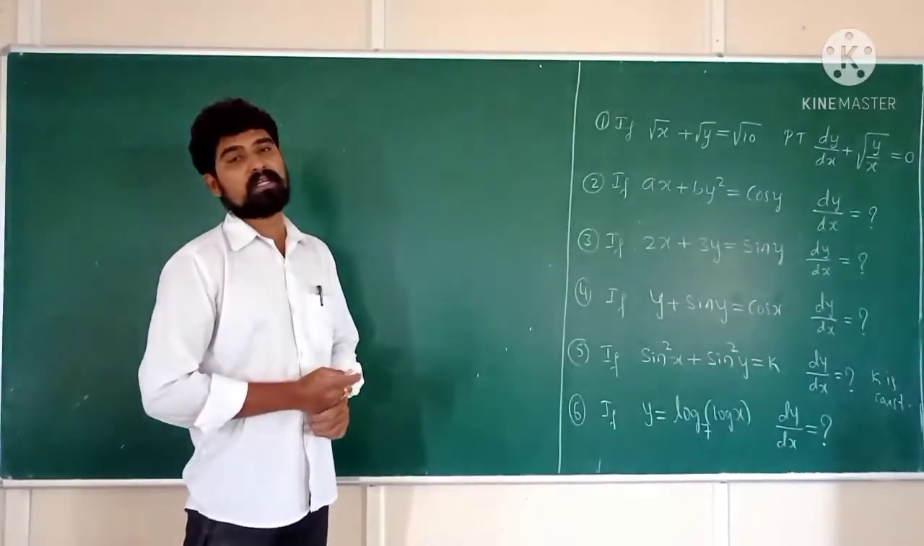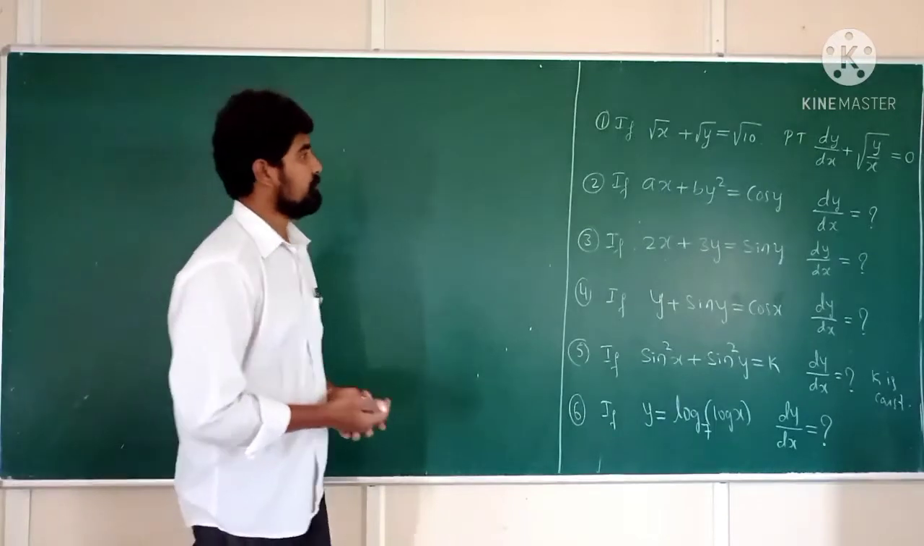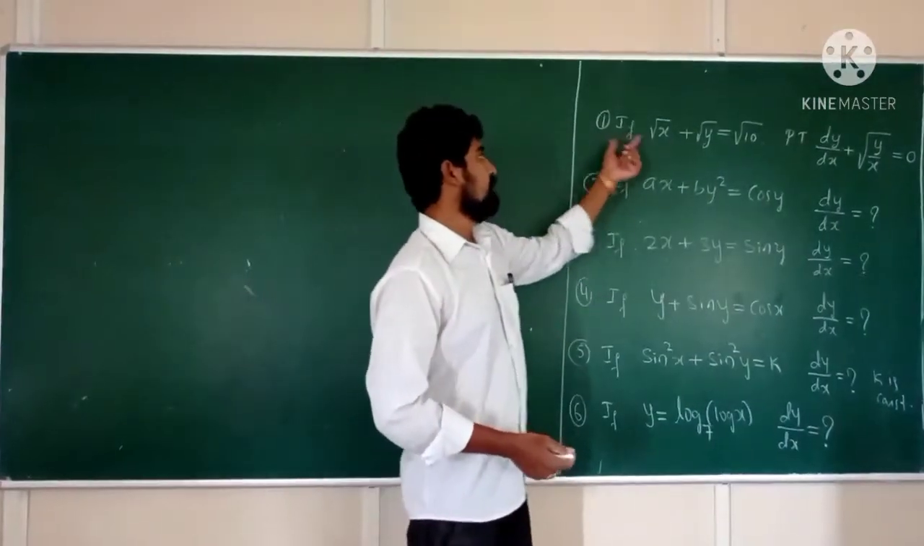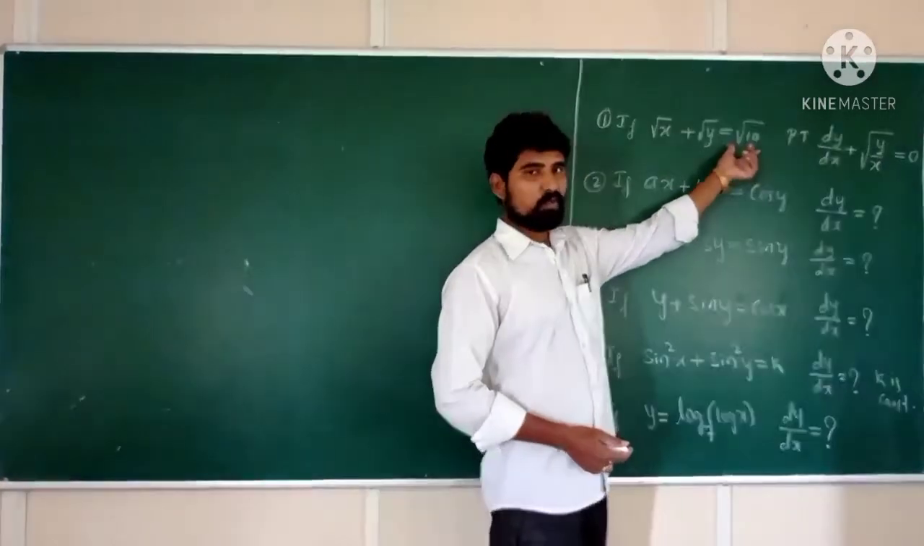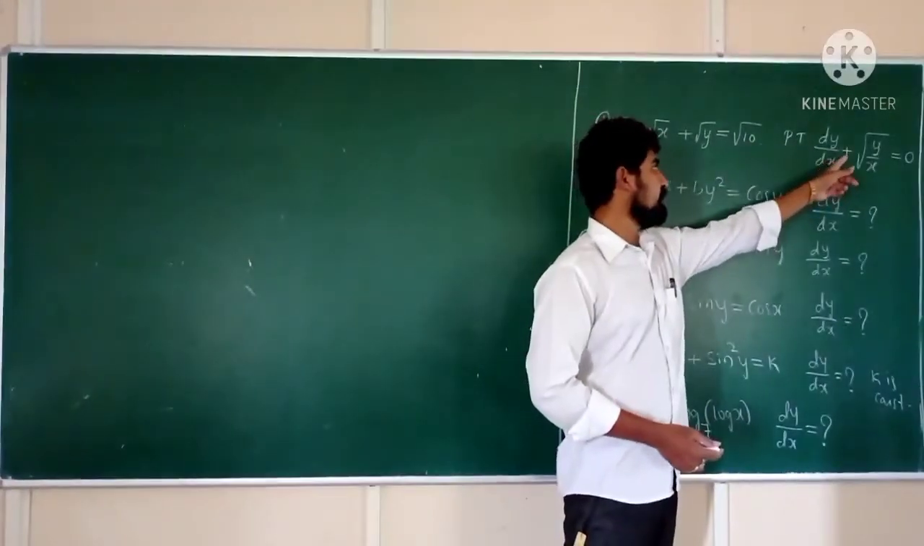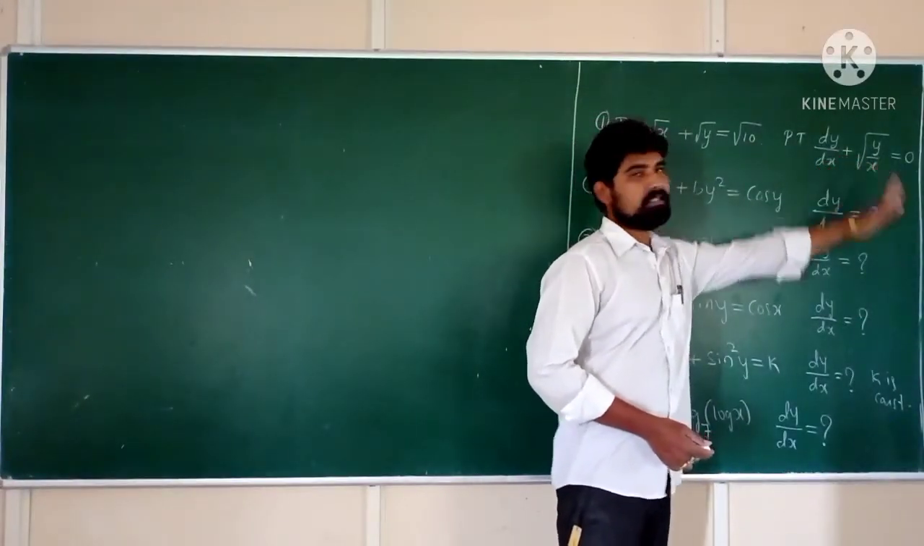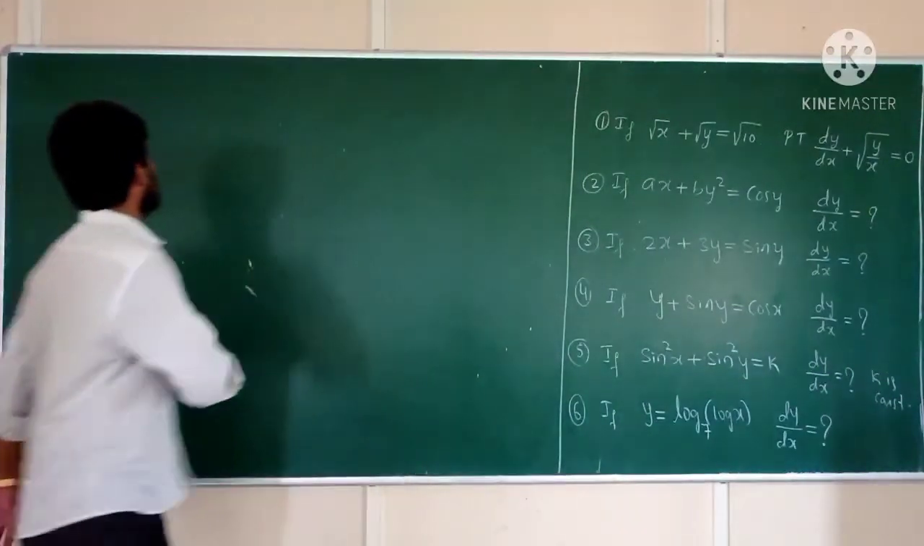Today I am going to discuss the 2-mark questions from the chapter Continuity and Differentiability. The first question is, if root x plus root y is equal to root 10, then prove that dy by dx plus square root of y by x is equal to 0. Let's start the solution.